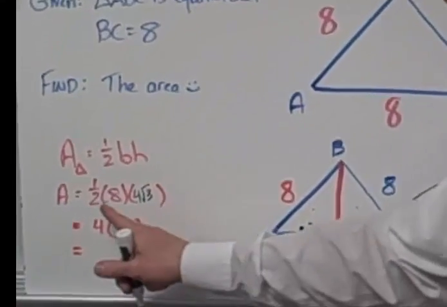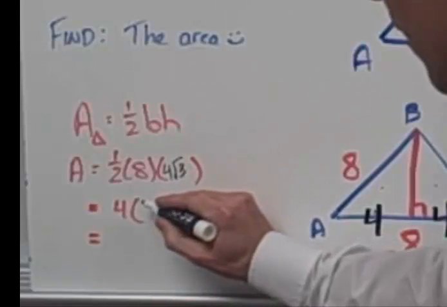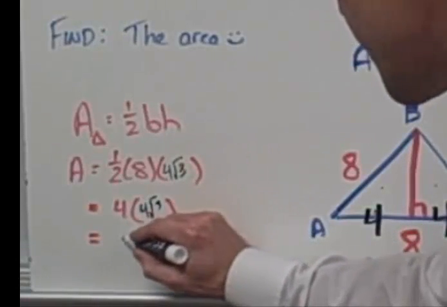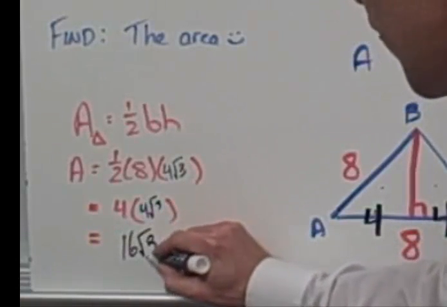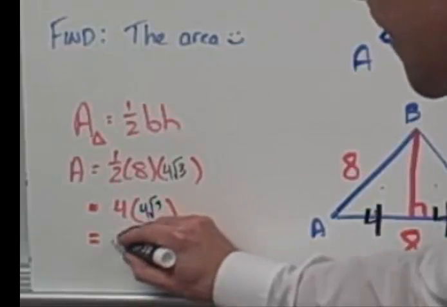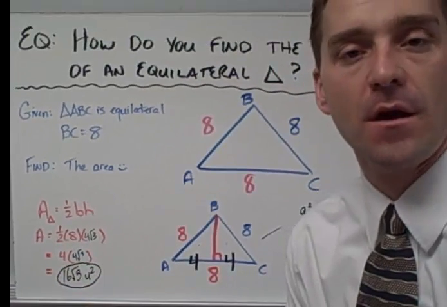So that means when I multiply this, I get 1/2 times 8. This gives me 4. The height is 4 root 3. That gives me 16 root 3 units squared. And there's your answer for the area of this particular triangle.